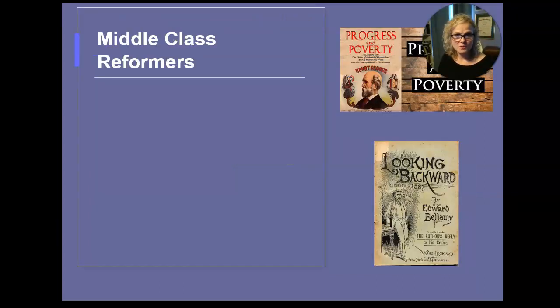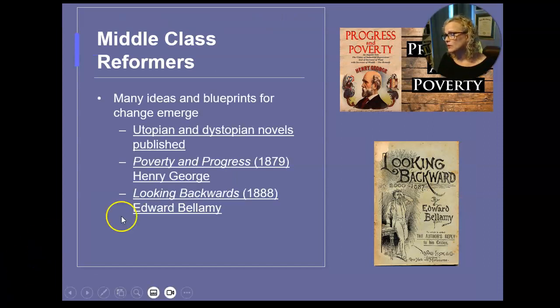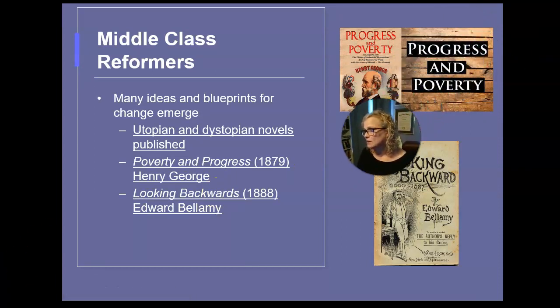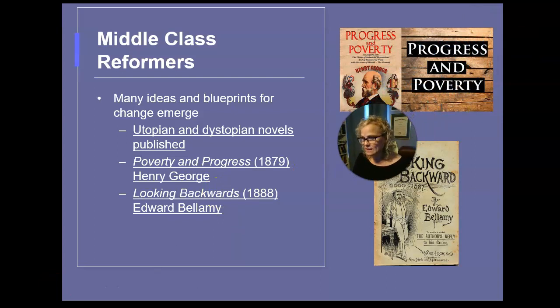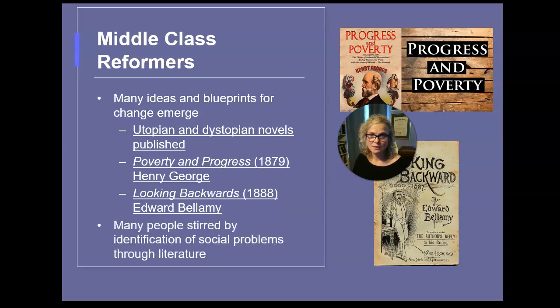I mentioned this before, but a lot of different people began to talk about what was happening, and these were mainly middle-class educated reformers. A lot of the reformers were actually women, interestingly enough. Utopian and dystopian novels begin to come out. Here are just some of them that came out during this time. They really talk about this social issue through literature, so we see the start of that.